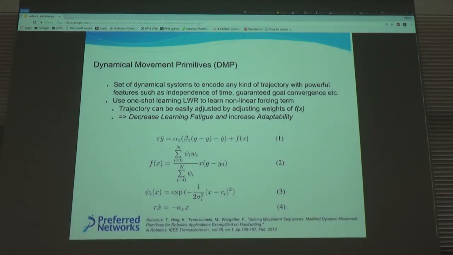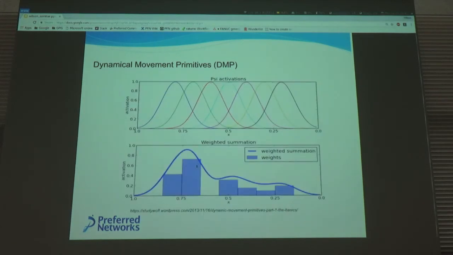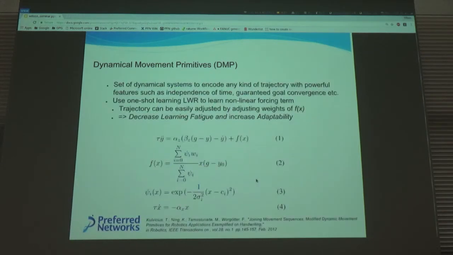demonstrations. And note that the trajectory can be easily adjusted simply by adjusting the weights of interest. So let's say that we are interested in adapting only this part. We'll only need to relearn these two weights and keep the rest the same. And that should increase adaptability because it's very easy to adjust the trajectory in this way.